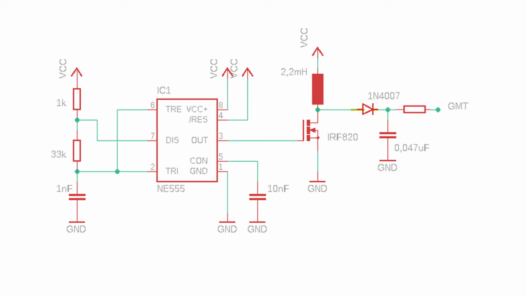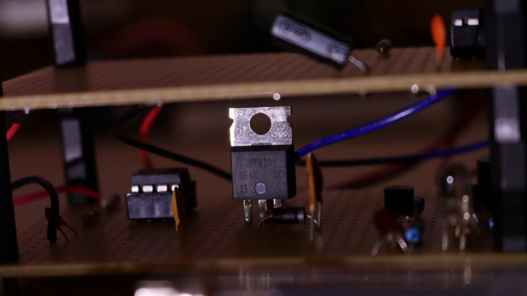The 20 kHz square wave from the NE555 goes to a MOSFET and an inductor. By switching the inductor on and off rapidly, we're creating a high voltage on the drain of the transistor. That means the MOSFET must be rated for the voltage we are producing. In my case, it's around 400 volts. For that, I'm using an ERF820 MOSFET transistor.